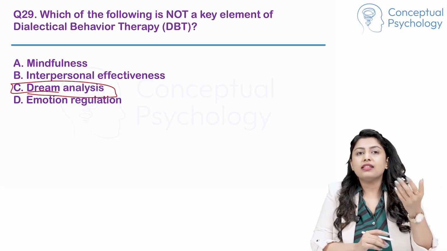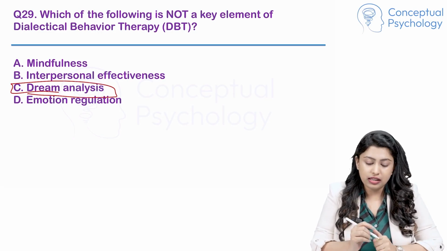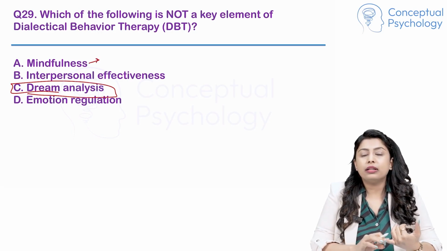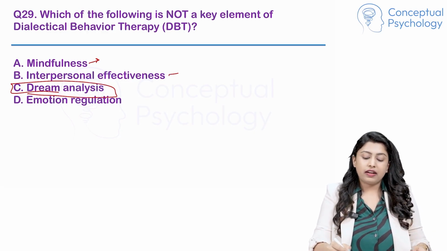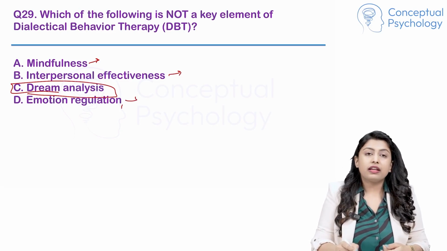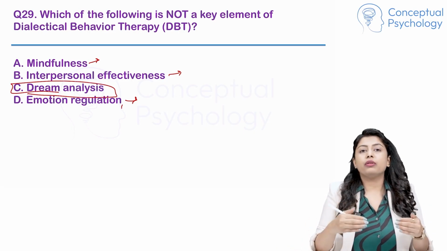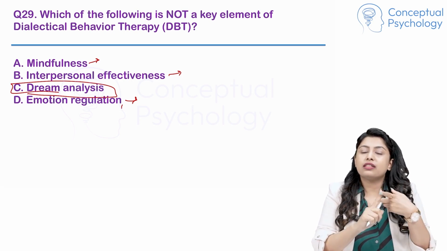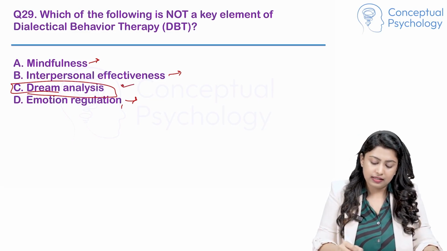So dream analysis is a psychoanalytic technique and it is not a part of DBT's structured approach to treating borderline personality disorder. Mindfulness is again a core DBT skill which focuses on being present in the moment. Interpersonal effectiveness, again a core DBT skill for managing relationships. Emotional regulation, core DBT skill for managing intense emotion. So the 4 modules, mindfulness, interpersonal effectiveness, emotional regulation, and distress tolerance, do not include the psychoanalytic technique like dream analysis.